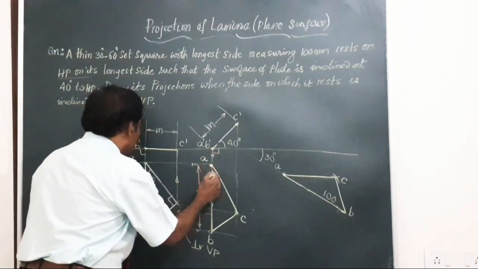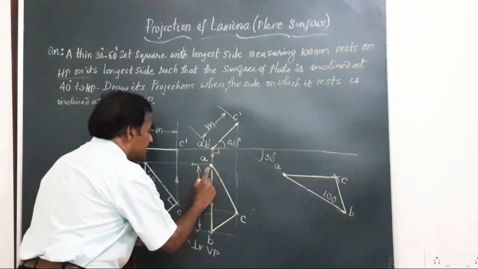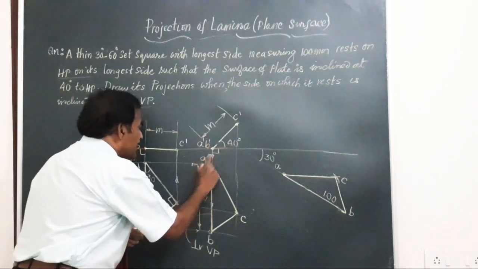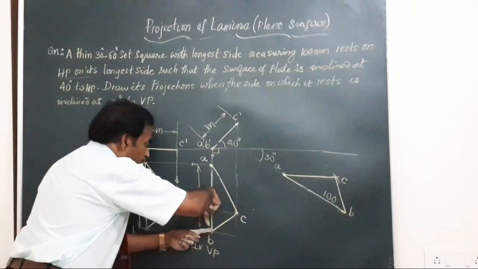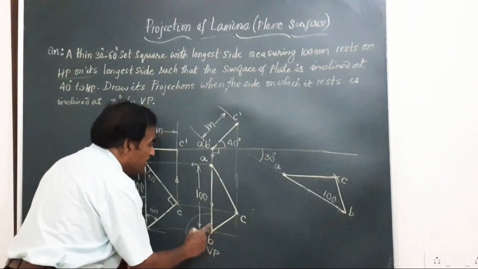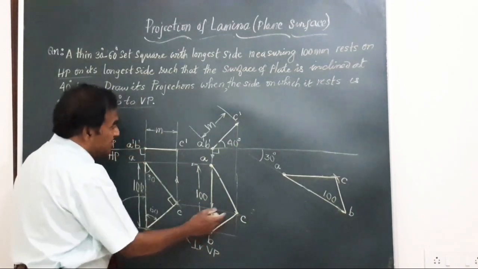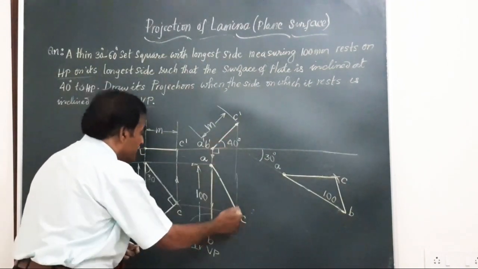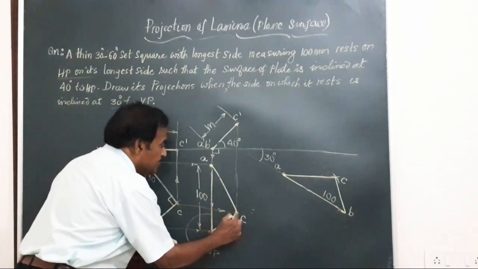Draw a vertical line from A, a horizontal line from here. The point where those two intersect is point A. Similarly, draw a vertical line from B, a horizontal line from here. The point of intersection of these two will give you B. Now you have to obtain the point C. It is very easy. How to obtain this point C? Draw a vertical line from C, a horizontal line from here. These two intersect at this point C.